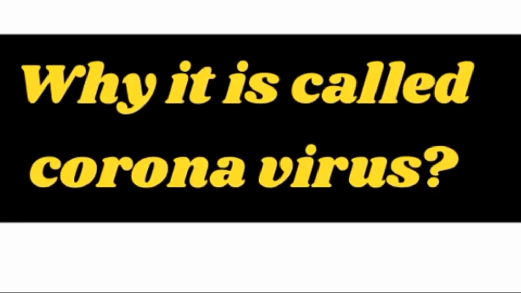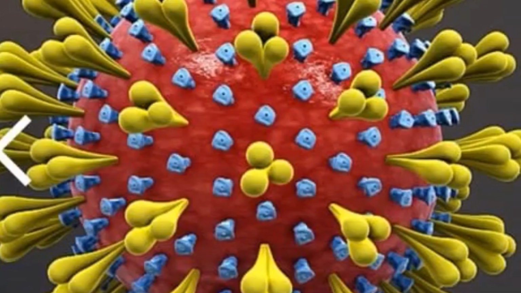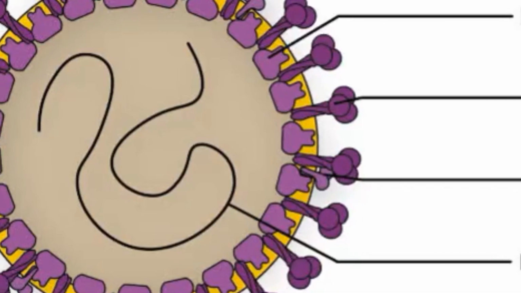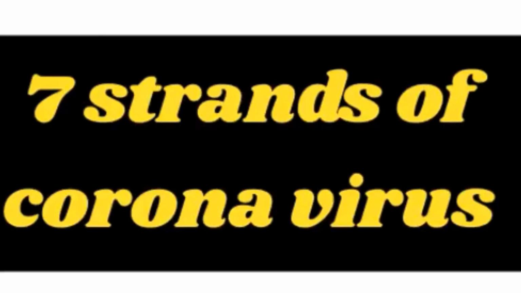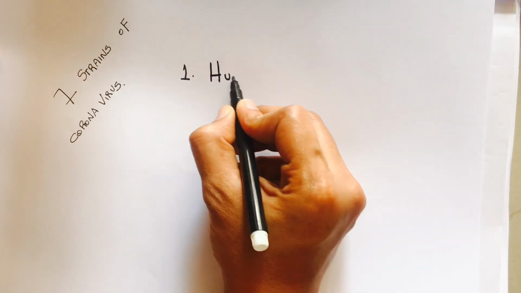Why is it called coronavirus? It gets its name from the crown-like spikes on its surface. The meaning of crown in Latin is corona. What is the genome present inside the coronavirus? It is single-stranded RNA. There are 7 strains of human coronavirus.